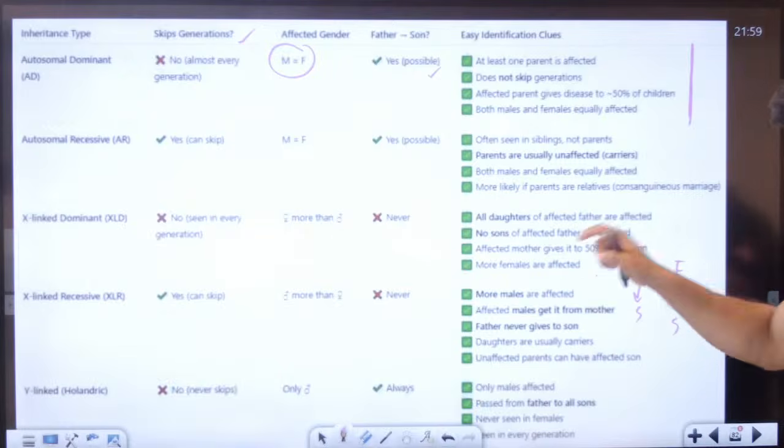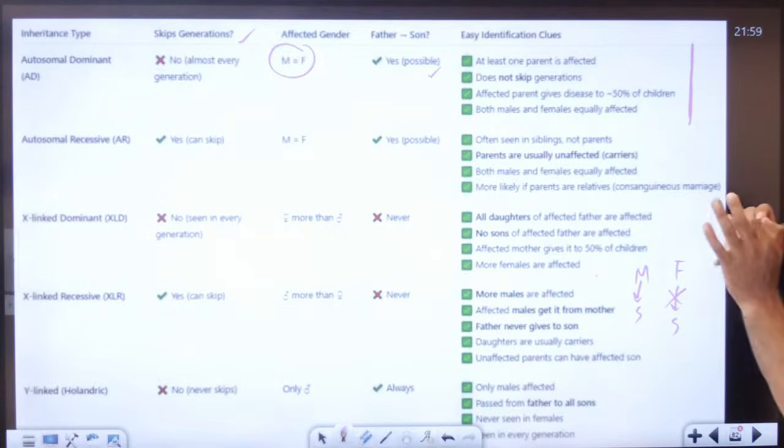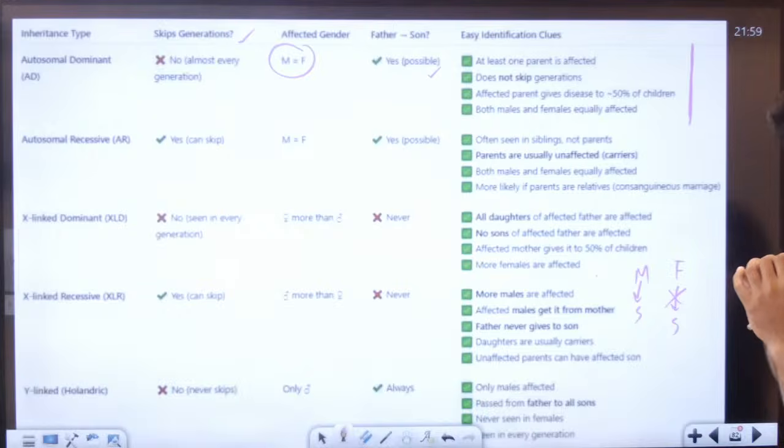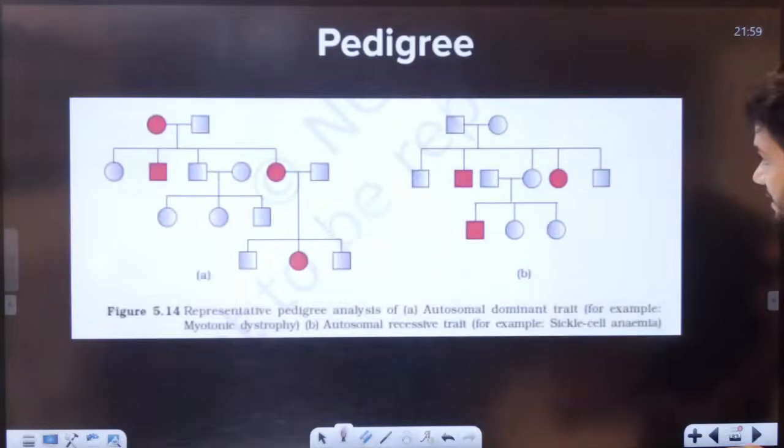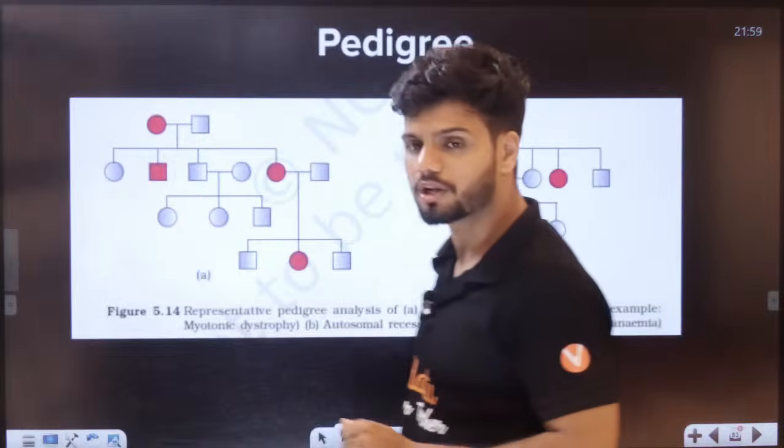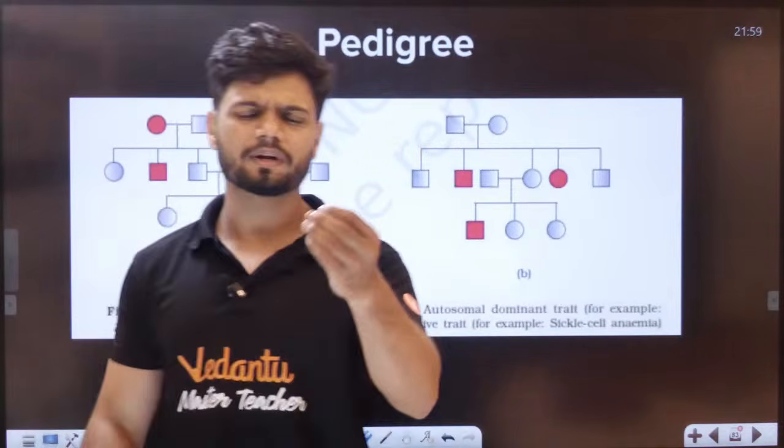So if you read these clues, you can solve every single pedigree, students. Everything is given here. So you will take these notes and you can start solving pedigrees. Once you solve some pedigrees, you'll get a better idea.